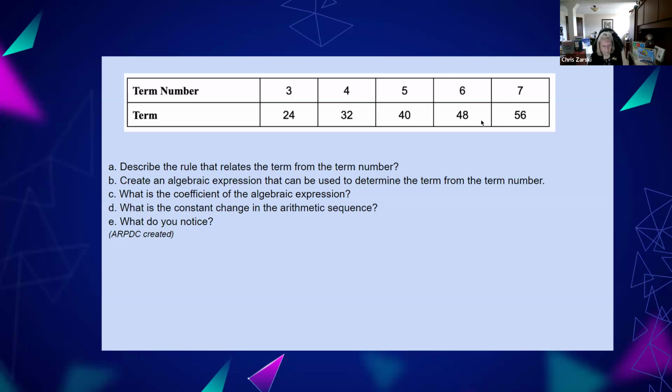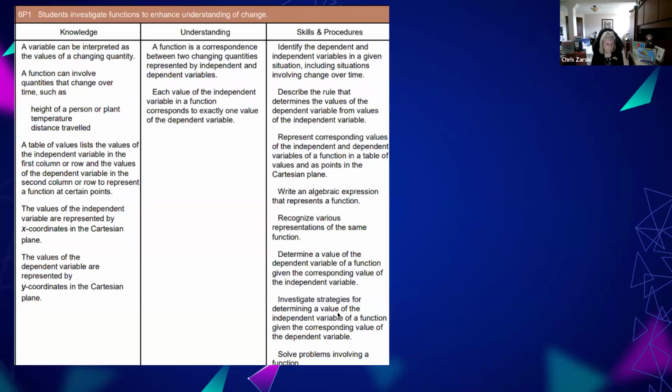What is the pattern that I'm seeing? Well, I'm seeing that if I multiply the term number by 8, I will get the term. So 8t or 8n, or whatever you're going to call your variable, is your term number. Then if I multiply it by 8 each time, I get that value. So that's just an example of how we're going to use patterns as we move through.